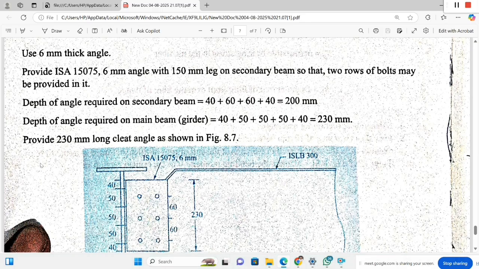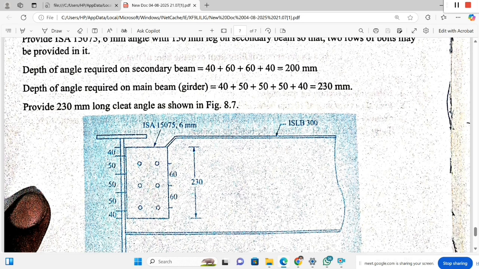200 mm. And again, the depth of the angle required on the main girder. So here 40, and here 1, 2, 3, 4 bolts, 4 on one side and 4 on the other side, with a pitch of 50. Out of these two you have to consider the higher one, because you have to provide the same length of cleat angle. So the higher one, you consider 230. 230 mm length of the cleat angle is considered. So provide a 230 mm long cleat angle as shown here.